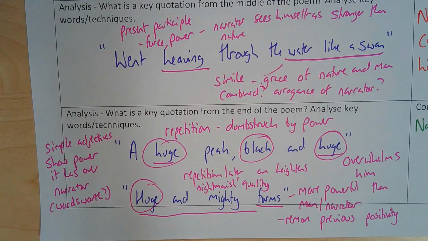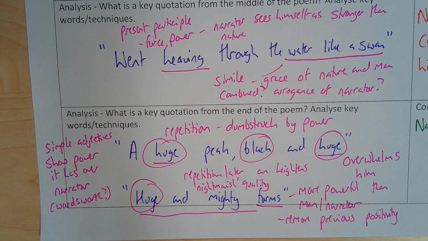The sheer overwhelming force of this. And it comes towards the end as well. This idea of huge, the huge is repeated later on, heightening the nightmarish quality that continues to haunt our older narrator. And then mighty forms as well. Now, they're not mankind, they're things and forms, and they become more powerful than man and the narrator. And any sense of positivity has been removed by this huge and mighty kind of forms.